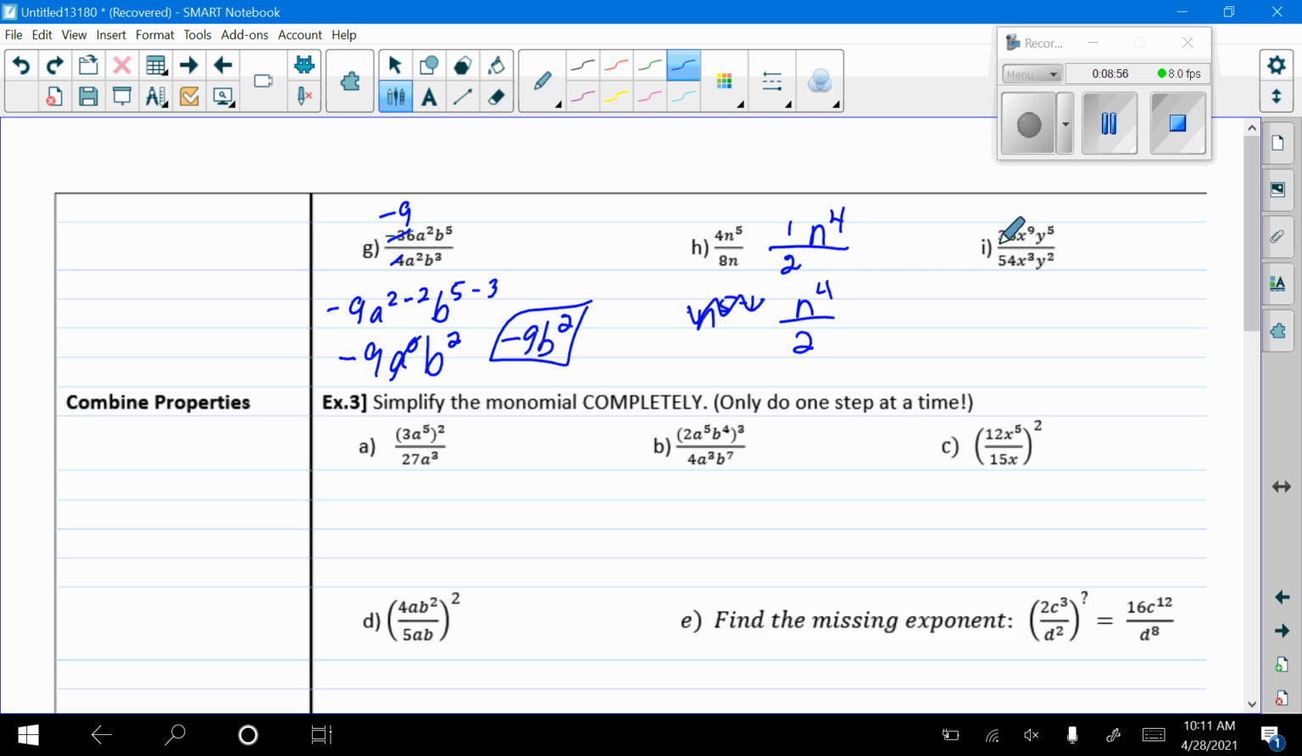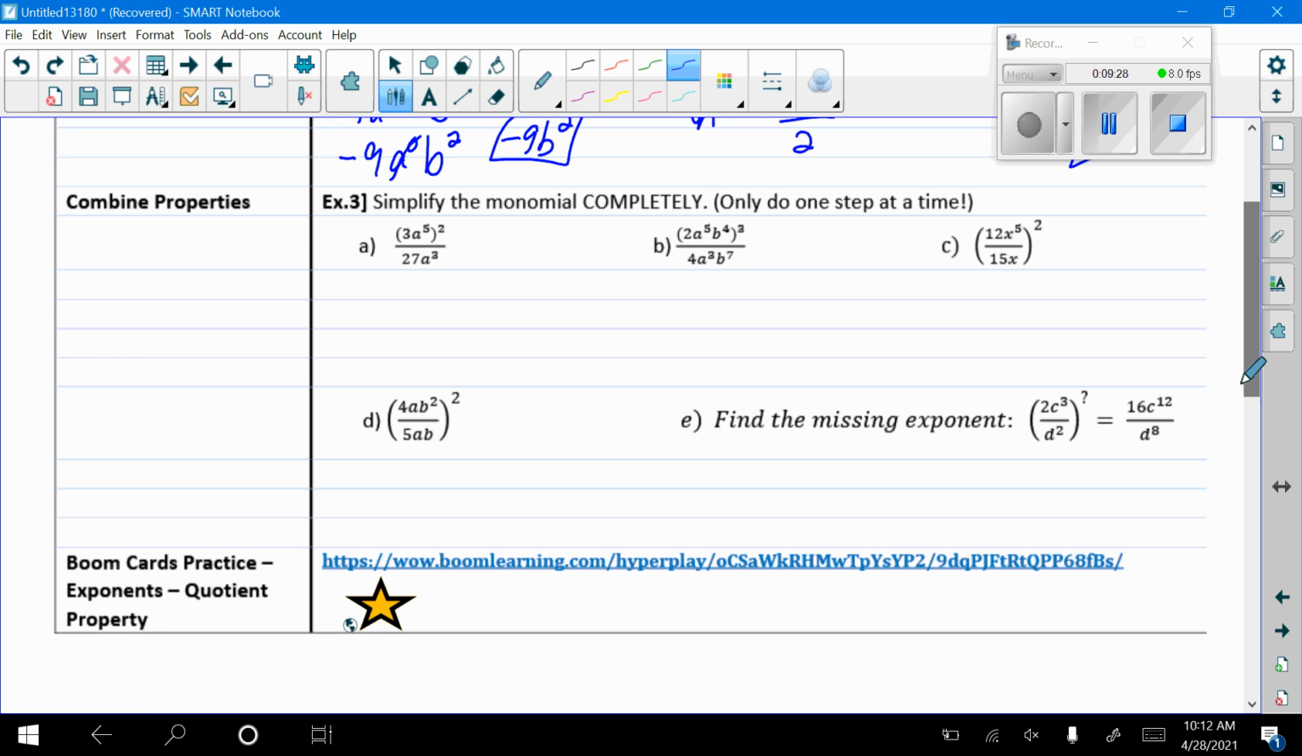I've got 36 and 54. I believe 9 goes into both of them. That'll be 4 and 6, but then it keeps going. So I believe it's going to be 2/3 if you reduce that fraction. I've got more x's on top by 6 and more y's on top by 3. I'm going to have 2x to the 6th, y to the 3rd over 3.